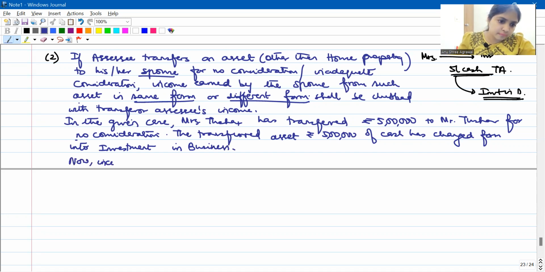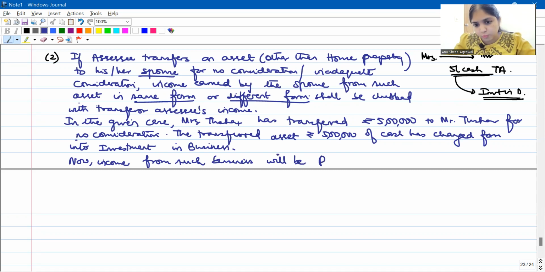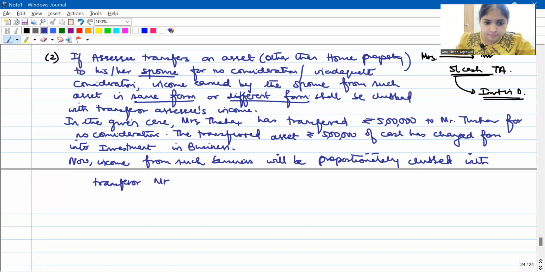Now, income from such business will be proportionately clubbed with transferor Mr. Tushar's income. Did you understand what you've written?